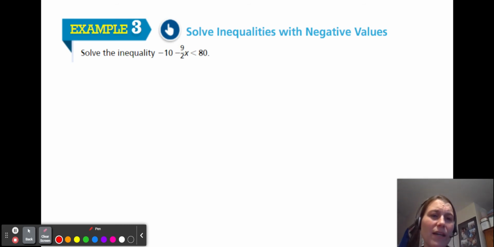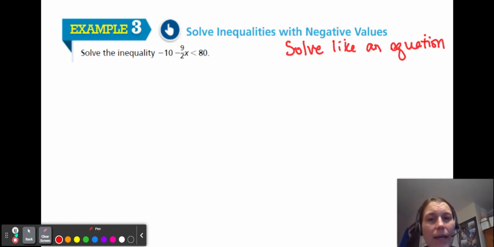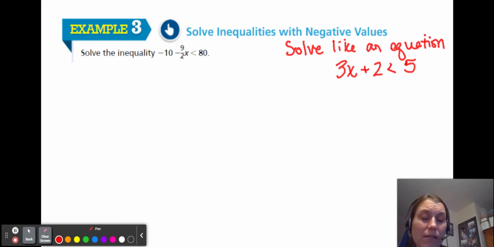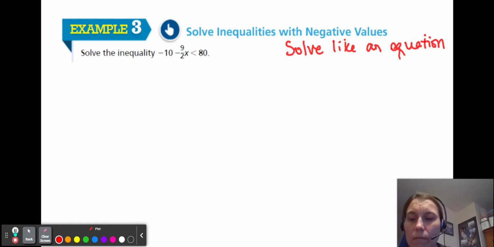Well, step one is I'm going to solve it like an equation. And that might be easy enough if the inequality looked like this. If I had to solve 3x plus 2 is less than 5, that'd be a pretty easy one to solve. But that's not what I have here. I have one that has a lot of places for us to make mistakes.